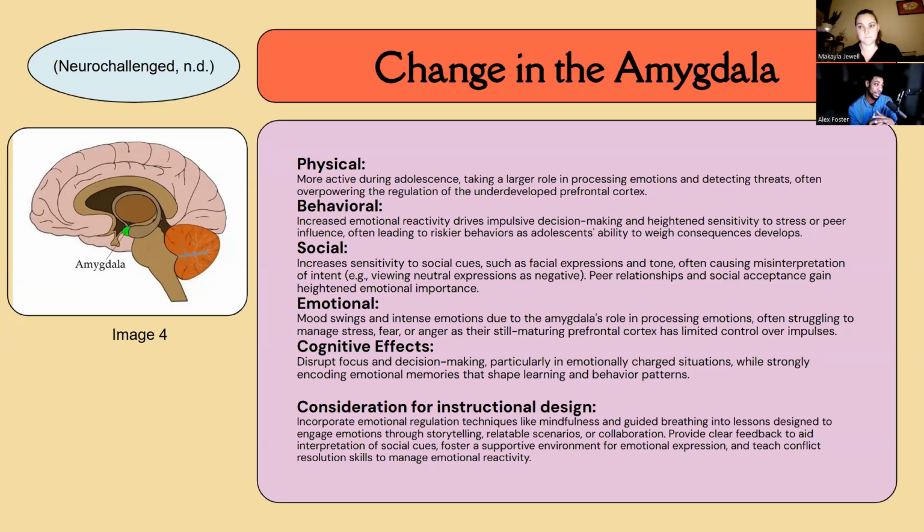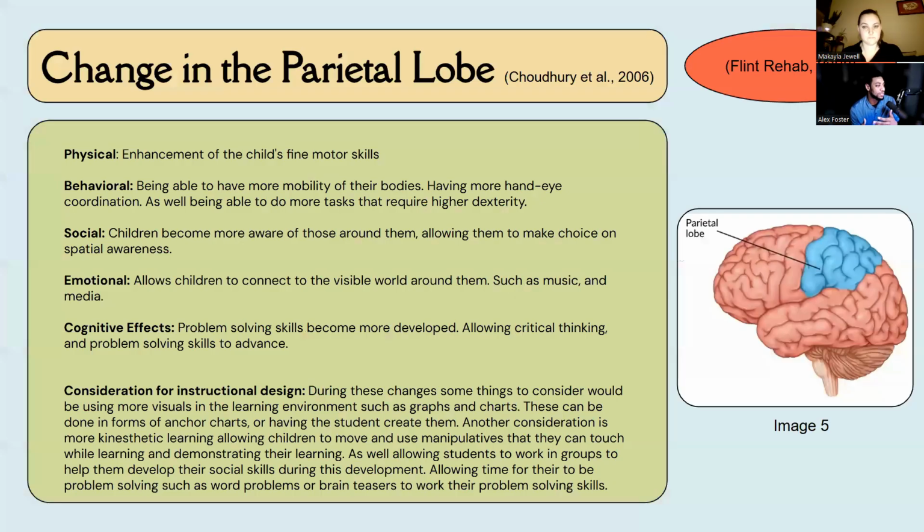Not only the changes in the prefrontal cortex, but the amygdala, which also has different effects on the human brain, as you can see: physical, behavioral, social, emotional, cognitive effects that all basically feed into how an adolescent develops in their social years, specifically around the time when they're in middle school. The changes in the parietal lobe allow children to connect to the visible world around them, such as music and media, and problem-solving skills become developed around this time with the parietal lobe.